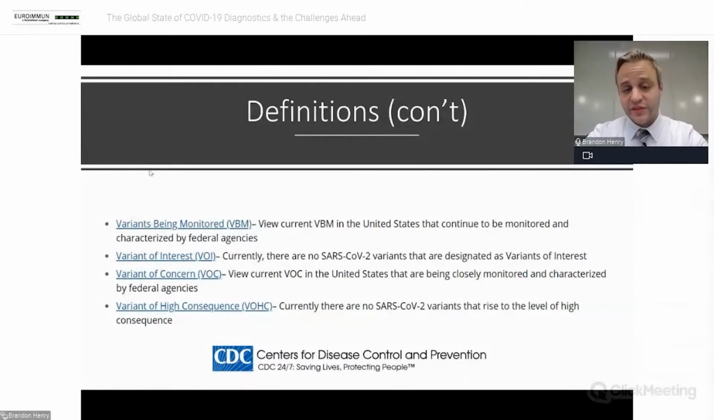Then we have variants of concern. These are ones that are being closely monitored and characterized by federal health agencies. And this includes right now the Delta variant. And variants of high consequence, which cause significant impairment to vaccine efficacy or an increase in disease severity. And there are currently no SARS-CoV variants that rise to that level of high consequence at the moment.